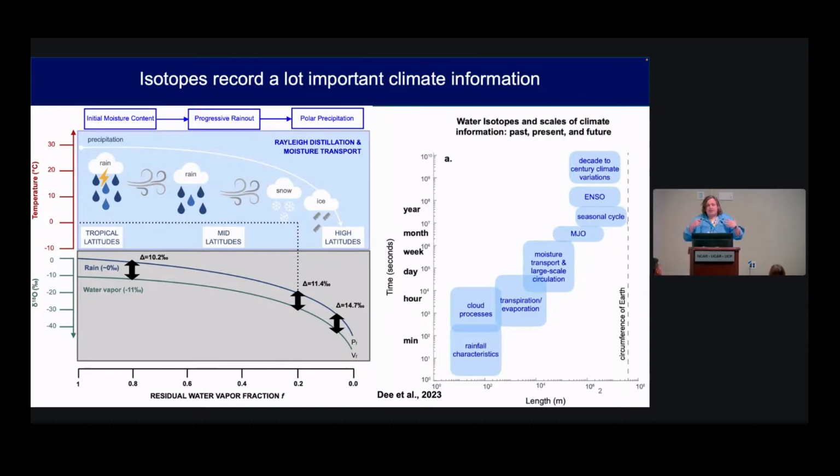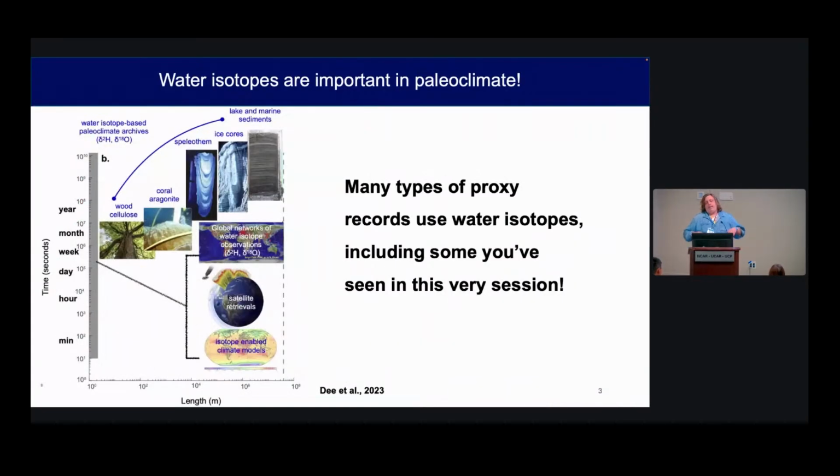But the fact that they're so versatile is also kind of a double-edged sword, because if they track every single step of the hydroclimate, every phase change of water, it can be a little hard to know for sure, if you have an isotope record, what signal that is recording exactly. We've also seen that water isotopes are useful because they show up in a bunch of different proxy types.